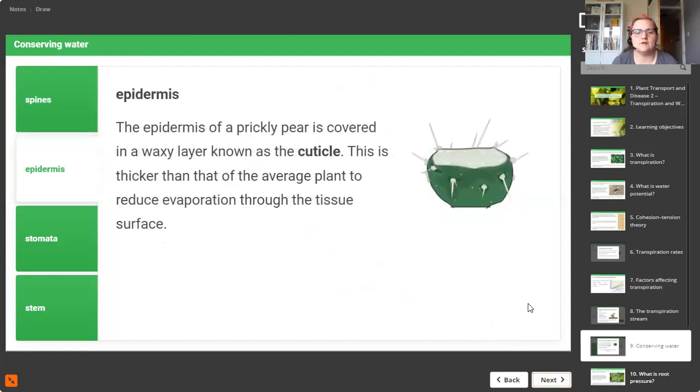Then we've got the epidermis. The epidermis of a prickly pear is covered in a waxy layer known as the cuticle. This is thicker than that of the average plant, and that's to help reduce evaporation through the tissue surface.